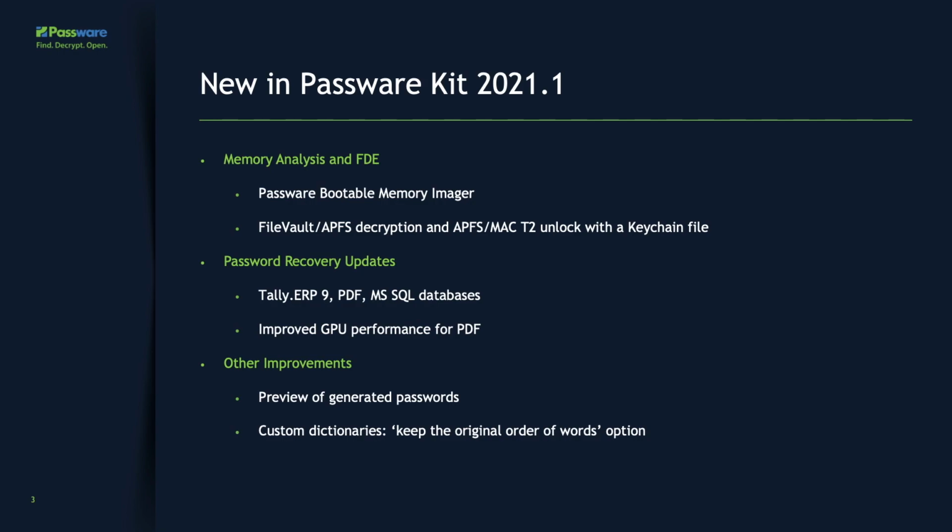With regards to full disk encryption, the latest version now supports instant decryption of FileVault APFS volumes using a Keychain file. There are also several password recovery improvements for SQL and PDF files, as well as the introduction of support for a new file format, Tally.ERP 9. Other improvements of note include options such as preview of generated passwords and the ability to keep the original order of words in dictionaries. Let's get into some more detail.